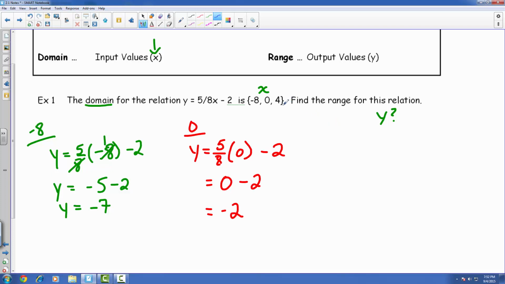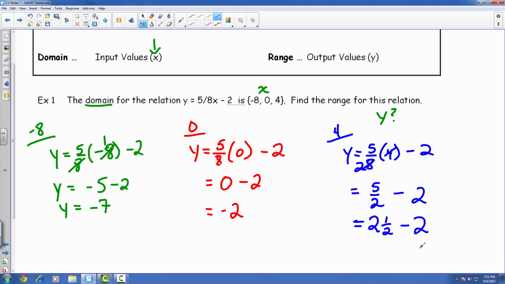Now we're going to throw in our last value, 4. So we end up with y equals 5/8 times 4 minus 2. This 4 goes into 8 twice, so we end up with just a 2 on the bottom. So we have 5/2 minus 2. This is hard to combine; you could do a little bit of work to combine these two fractions, or we could just make this a mixed number. 5/2 is the same thing as 2 1/2, minus 2. So 2 1/2 minus 2 simply comes out to be 1/2 left over. That was finally our range for this specific domain value when we plugged 4 in. We ended up with 1/2.